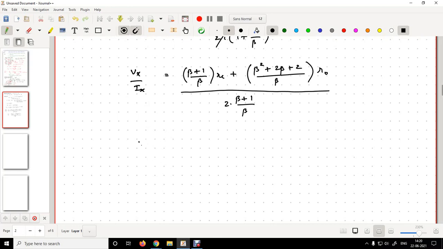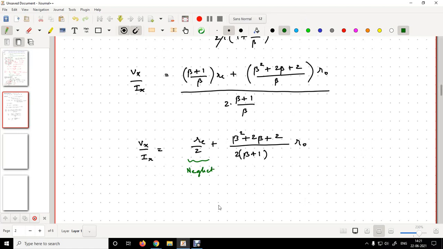So this is Vx by Ax is equal to Re by 2 plus, you should get, beta square plus 2 beta plus 2 divided by 2 into beta plus 1 into R naught. Okay, so Re is a very small value. See, base emitter junction is anyway forward biased. Forward bias resistance will be very small. So this part you can actually neglect.